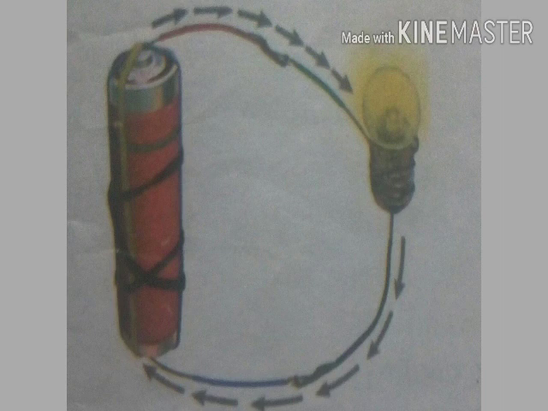The direction of electric current in an electric circuit is from the positive terminal to the negative terminal. This is opposite to the direction of flow of electrons, which is from the negative terminal to the positive terminal. That means the flow of electrons is from the negative terminal to the positive terminal. Whereas in the battery, the direction of electric current is from the positive terminal to the negative terminal.